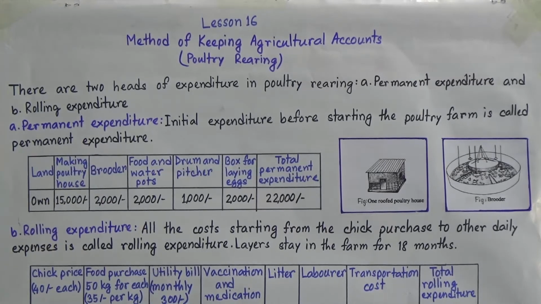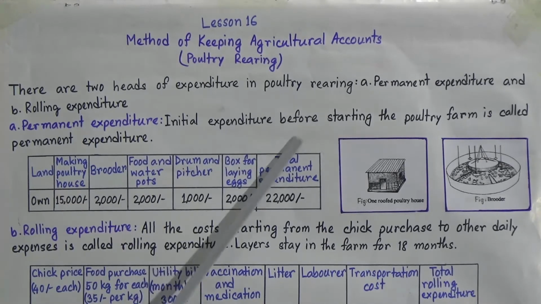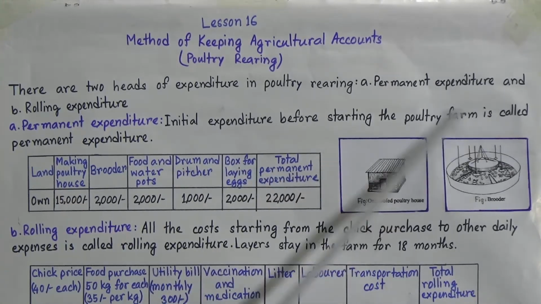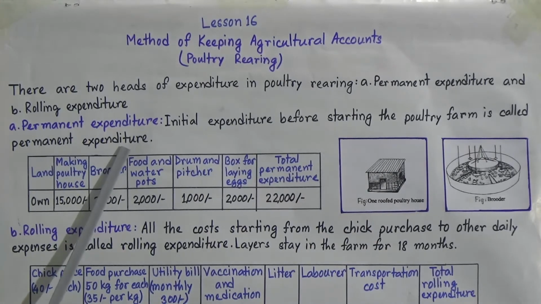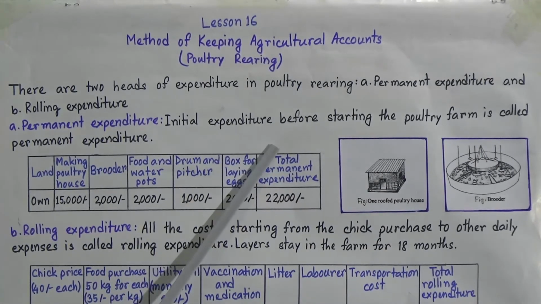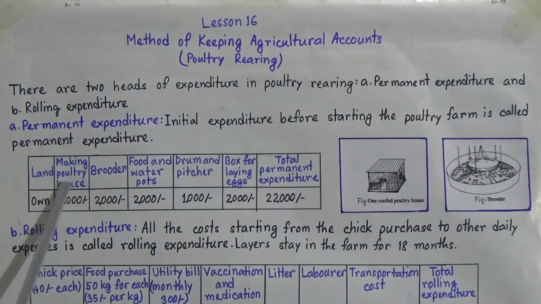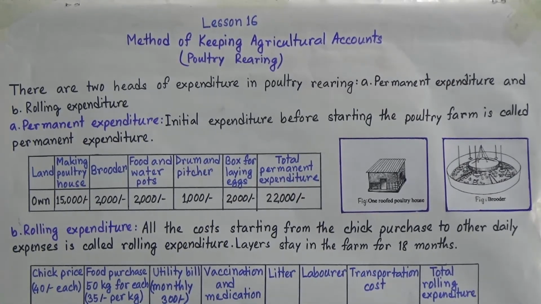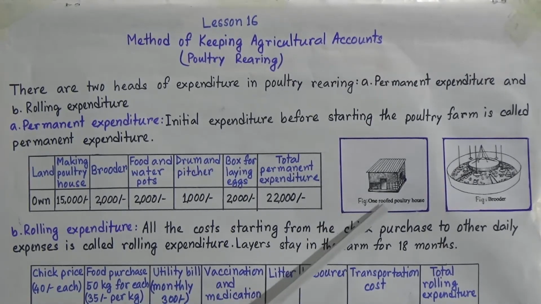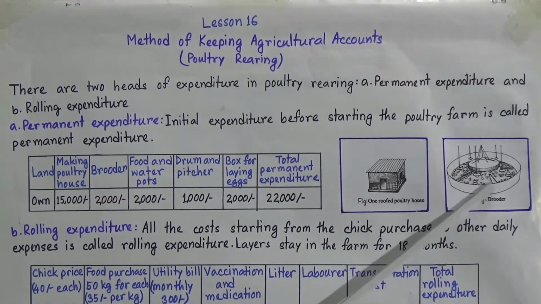So what is permanent expenditure or the permanent cost? It means the initial expenditure before starting the poultry farm is called permanent expenditure. So before starting the poultry farm, whatever you buy will be included in the permanent expenditure, like making the poultry house, or making or buying a brooder, or the box for laying eggs. Now look, there is the picture of a poultry house, which has one roof, and there is the picture of a brooder.